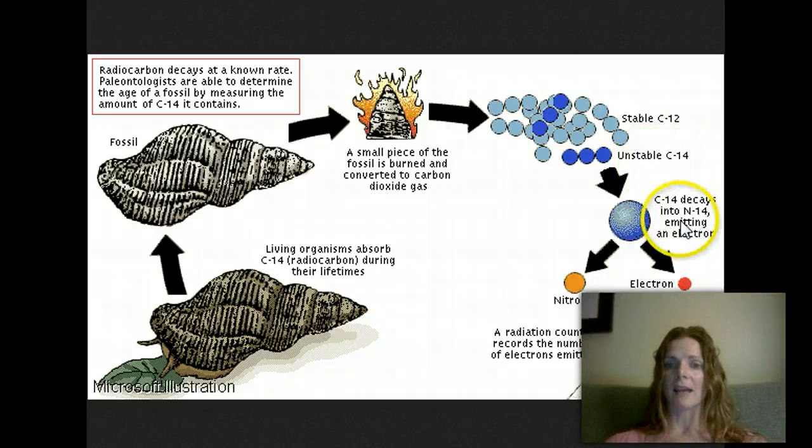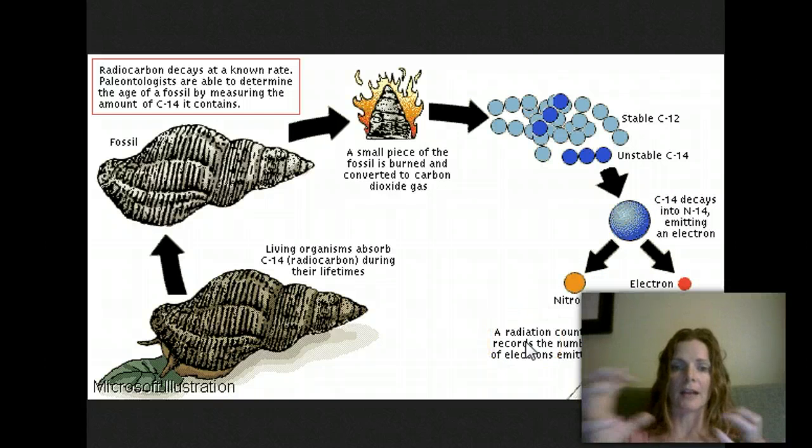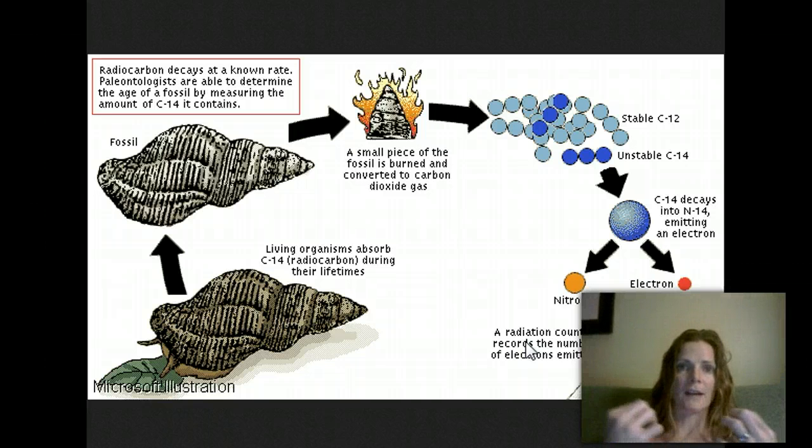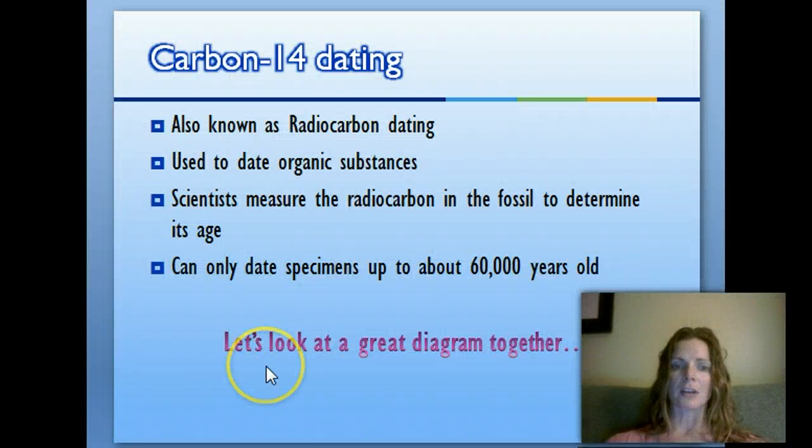And carbon-14 decays into N14, emitting an electron and this nitrogen, okay? So then the radiation counter can basically record the number of electrons emitted, and that can tell the actual age of something. So it's kind of crazy that you take all these different parts, from radioactive decaying to doing this and that, only to find how many electrons are emitted, and that's going to tell you the age. So it's kind of interesting to think about that. So that's what happens in carbon-14 dating, okay?